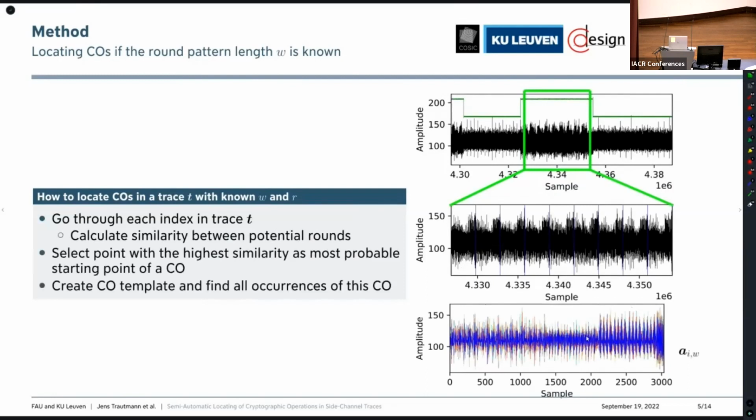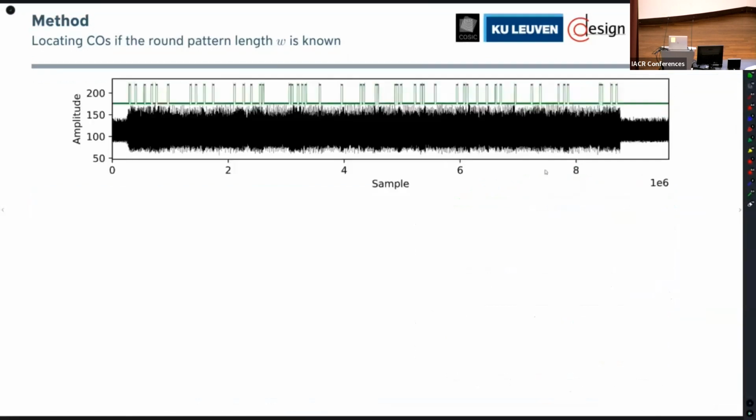And because we do this for every trace index, we will then use the index with the highest similarity as a starting point of a cryptographic operation, and then use this highest starting point to create a CO template, and then find all other occurrences of this cryptographic operation.